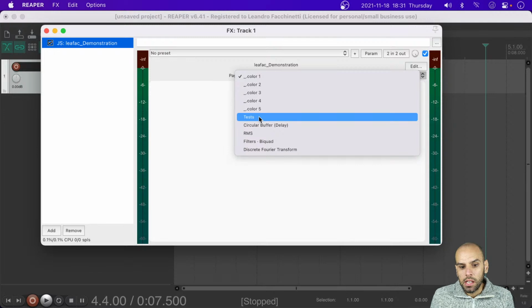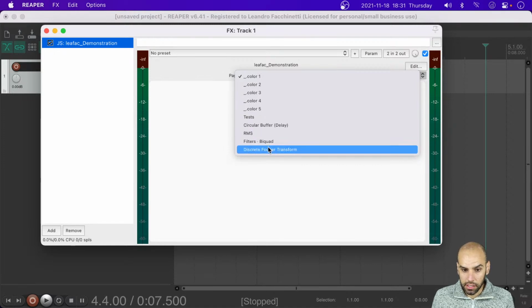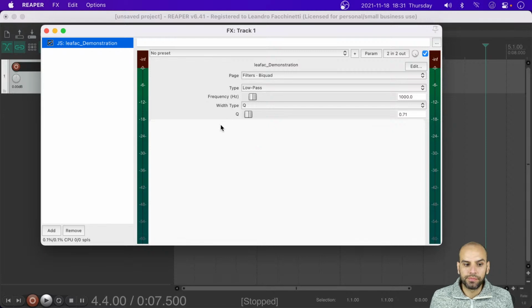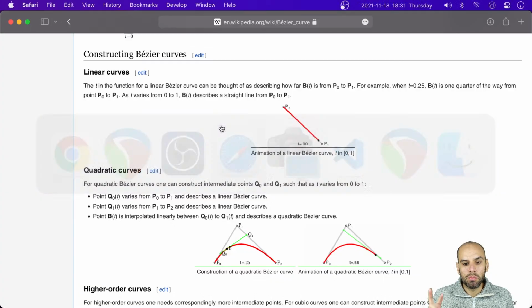In any case, these are some digital signal processing things, algorithms that we are implementing together. Things like a biquad filter. Okay, so that's all fun and games, but what about Bezier curves? They are actually useful for both.